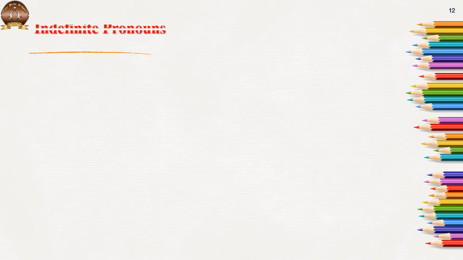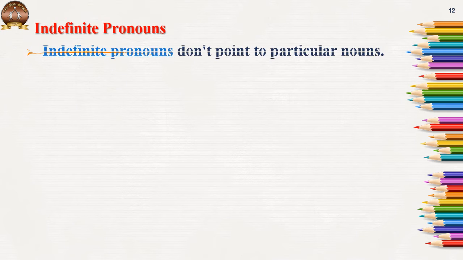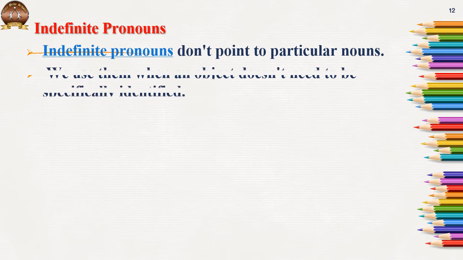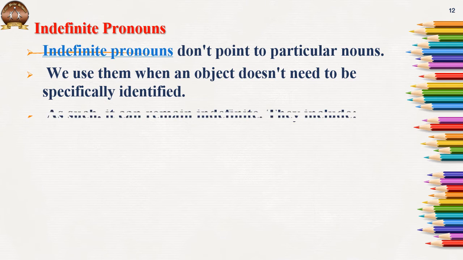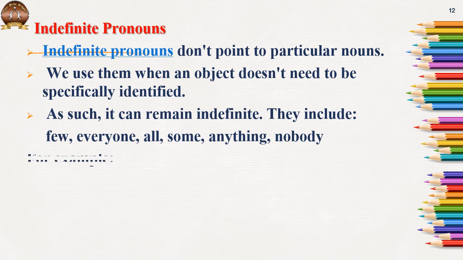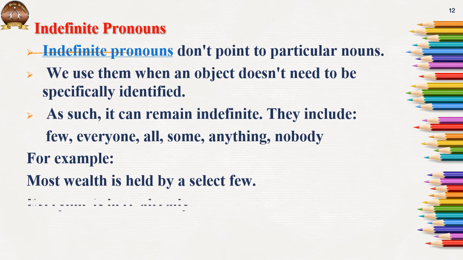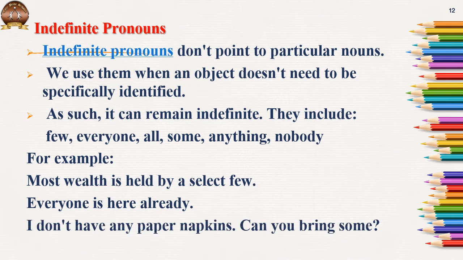Now the next one is indefinite pronouns. Indefinite pronouns don't point to particular nouns. We use them when an object doesn't need to be specifically identified. It can remain indefinite. Few, everyone, all, some, anything, nobody are a few examples, and these are the sentences where they are used.